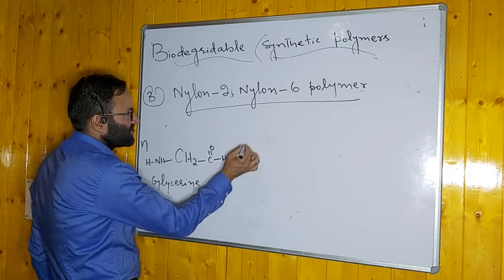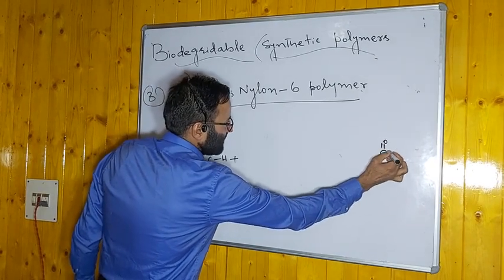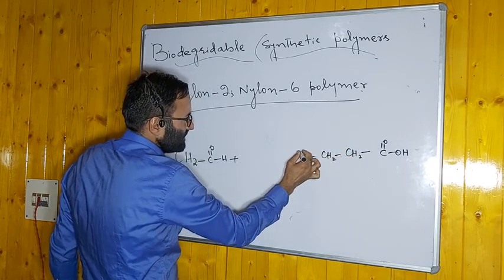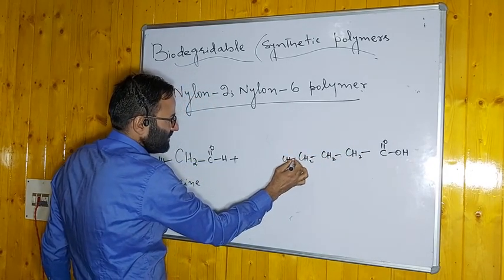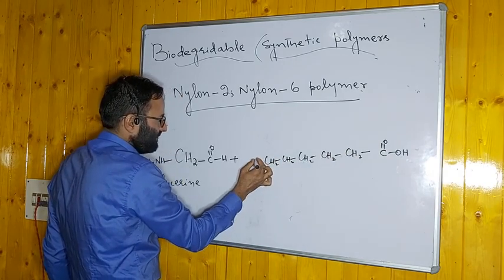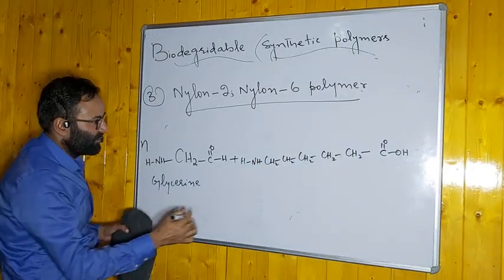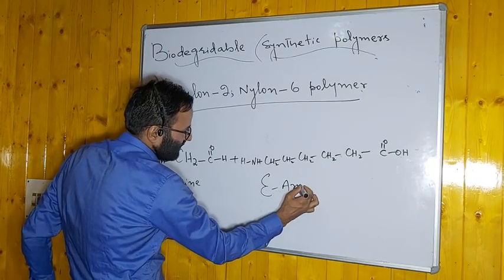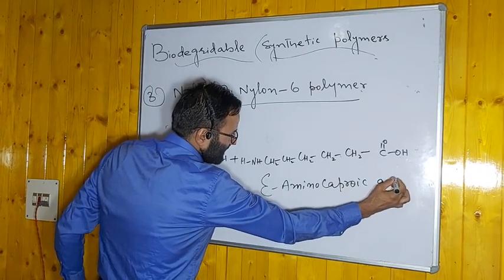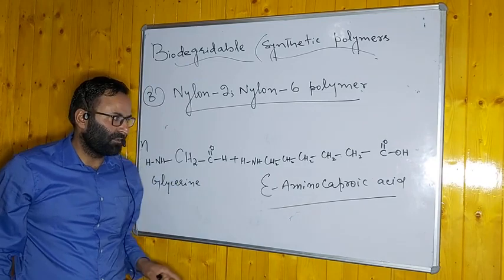And we have nylon 6, epsilon-amino caproic acid. We have this one, C double bond OH, 1, 2, 3, 4, 5, 6, and you will have NH. We have already discussed it in nylon 6, epsilon-amino caproic acid. In nylon 6 we studied that caprolactam upon hydrolysis yields epsilon-amino caproic acid.